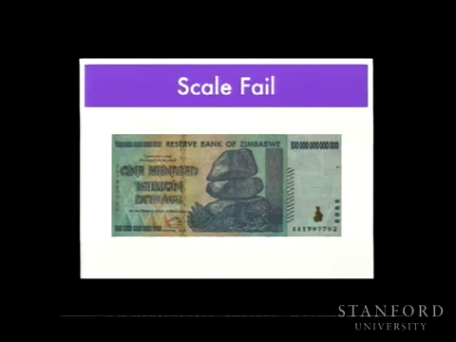But this is something that happens when a feedback process runs out of control. And it's happened actually a number of times in the past. Zimbabwe is the most recent case, and it's the bill that has the most zeros on it ever issued in the world.